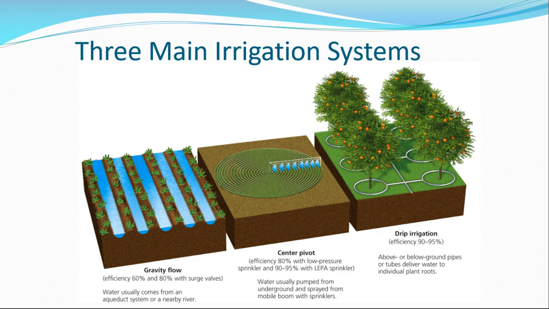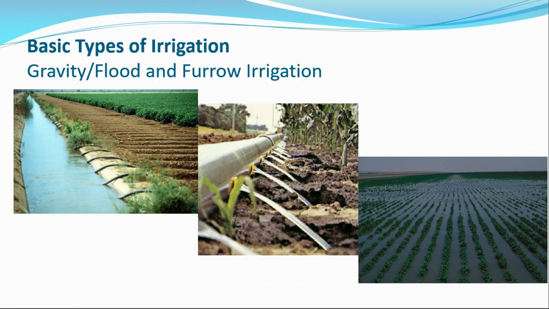Now the reason that drip irrigation is the best of all of these is because it actually wastes the least amount of water. Gravity or flood irrigation, sometimes called furrow irrigation, this wastes an amazing amount of water. This is the oldest type of irrigation. We've been doing this for thousands of years.